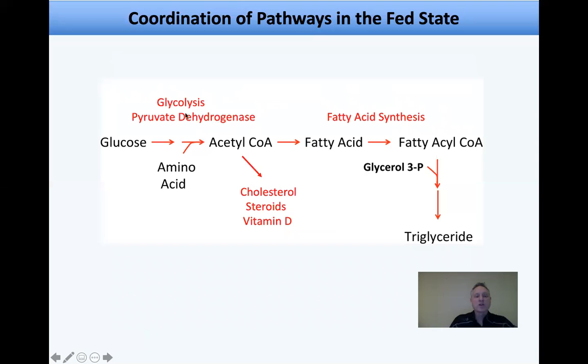We have glycolysis, pyruvate dehydrogenase, fatty acid synthesis, and in fact, we're going to see acetyl-CoA is a precursor for cholesterol, which is a precursor for steroids and vitamin D. So there's a number of important biochemical pathways which are used in the fed state, that is, insulin's promoting this. What we should appreciate then is that glycolysis, which we normally think of as a catabolic breakdown pathway, is actually used to make fatty acids. So anabolism and catabolism can be relative terms.